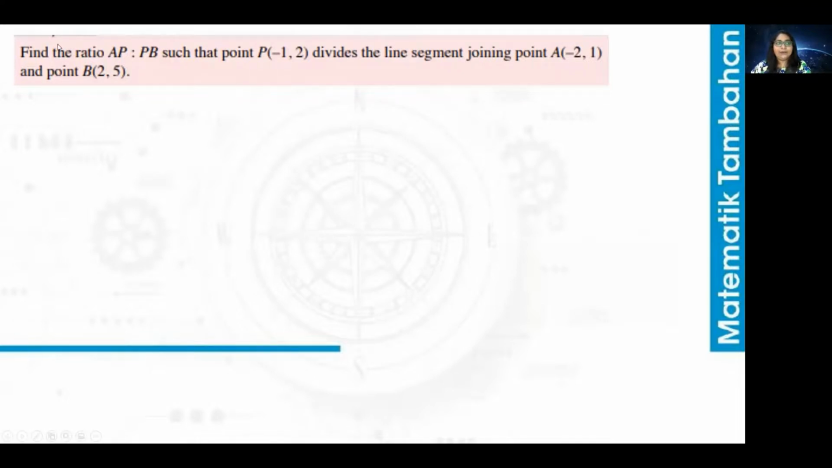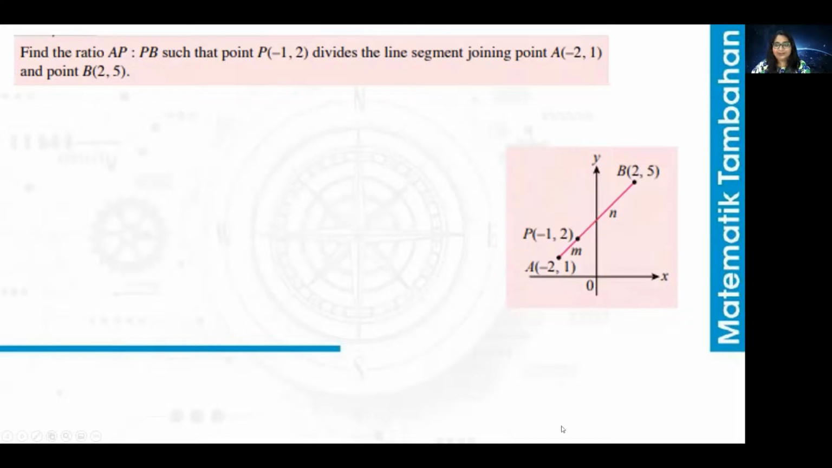All right, find the ratio of AP to PB such that point P (-1, 2) divides the line segment joining point A (-2, 1) and point B (2, 5). Okay, so let's sketch first. So you have point A, point B, and point P, and ratio m to n. For this question, we will still be using the same formula, but you can choose to use either the x-coordinate formula or the y-coordinate formula.